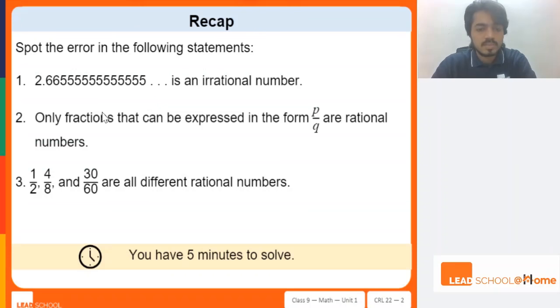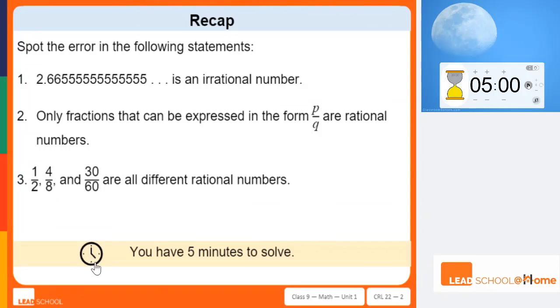So these are the first set of questions. Spot the error in the following statements. There are three statements given to you. You have to spot the error in each of these statements. You have 5 minutes to solve these questions. Okay? Your time starts now.